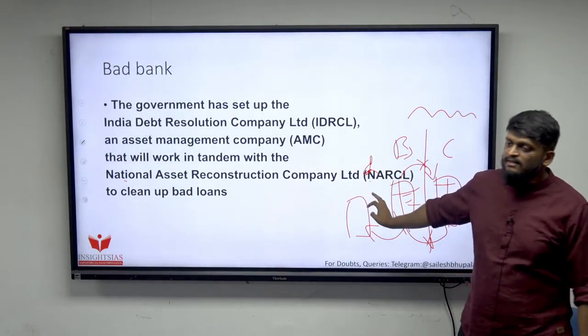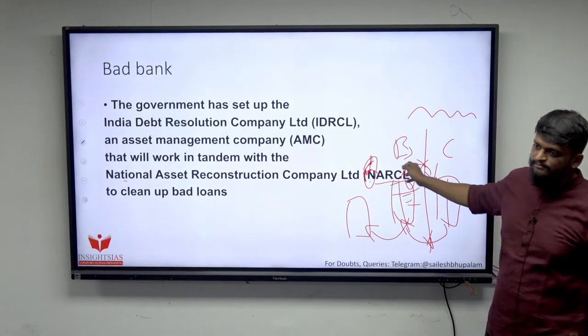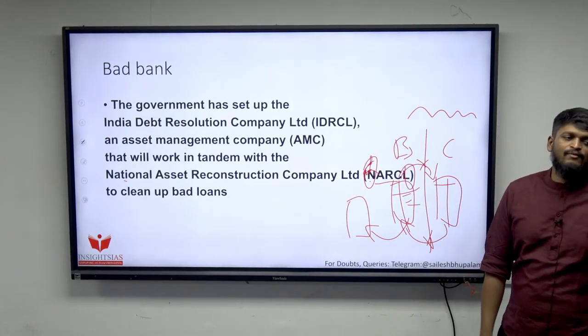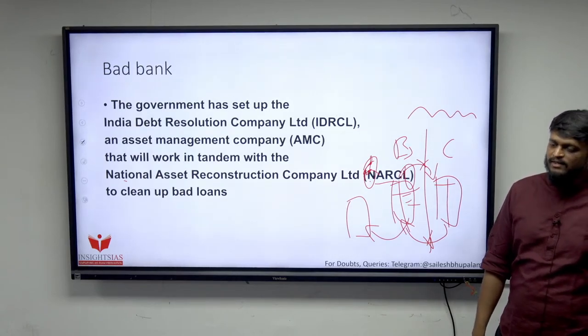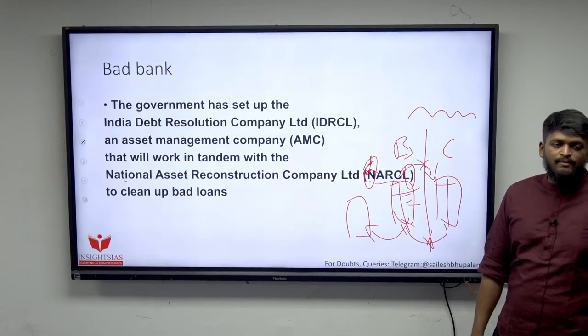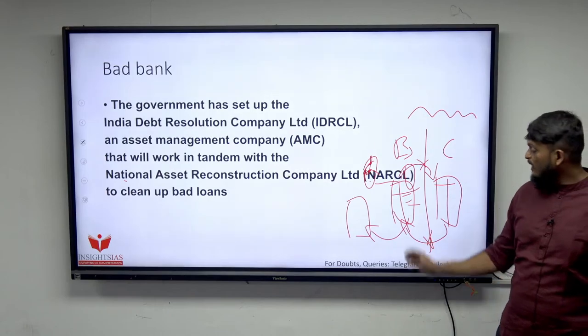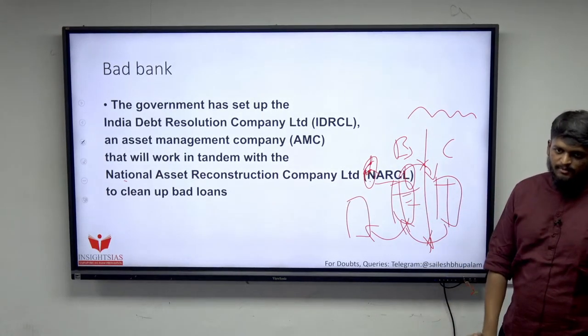NARCL itself is an ARC, but it is a government national ARC limited. So in the name itself you can see that they have exactly used the same mechanism as in Project Shashakt, whatever they just discussed. That means they are going to get funding from the market as much as possible by pooling money from people, and using this money they are going to buy NPAs of all the bad banks as much as possible.